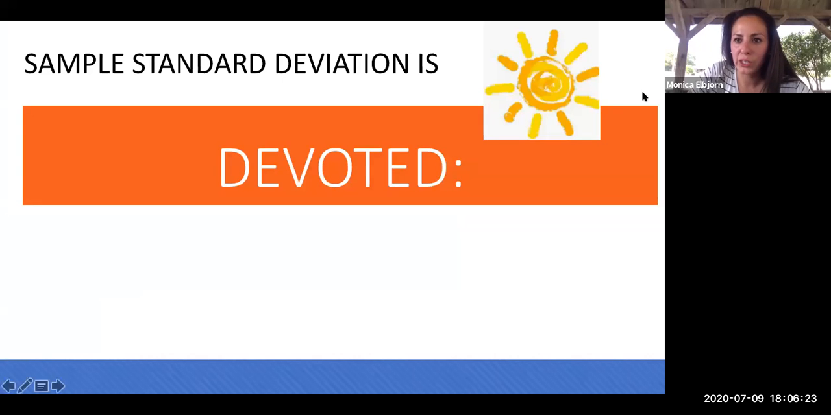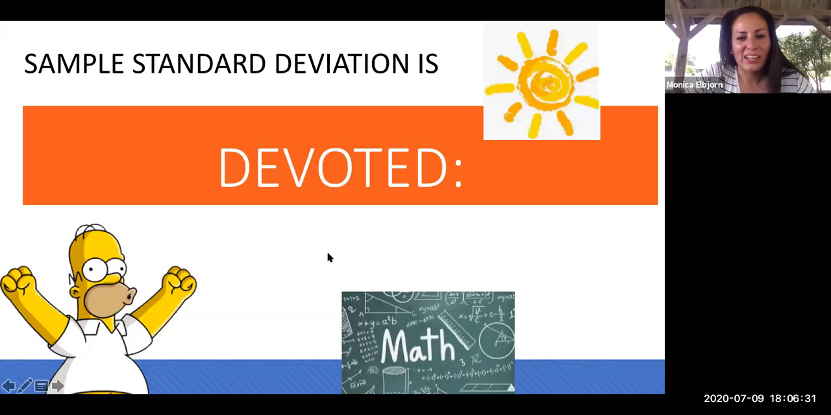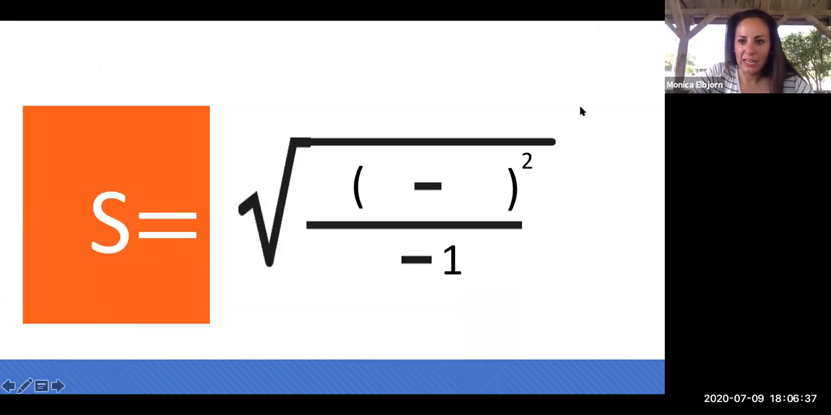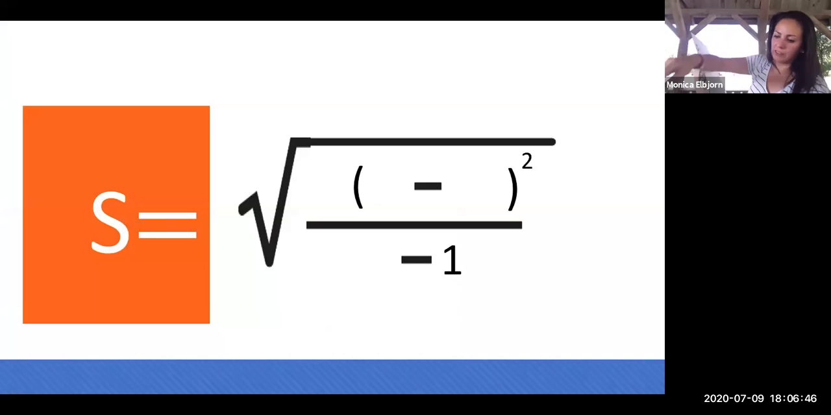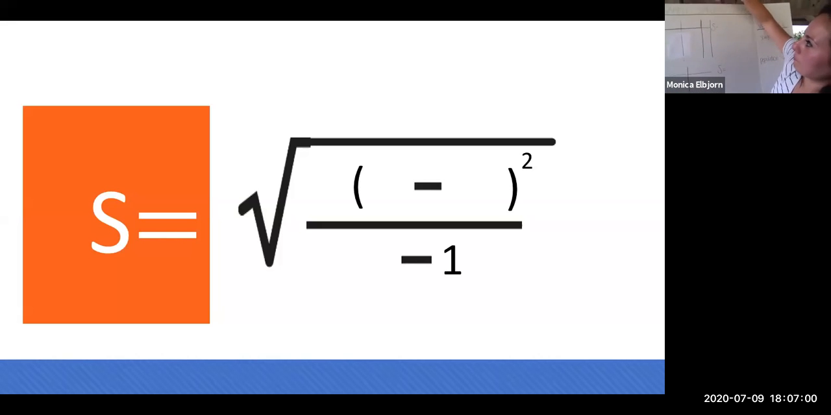So here is the formula that you have been waiting for. You woke up this morning and said, oh, I hope Miss Elbjorn gives us the formula for standard deviation. It's going to have a little bit more complicated math than what we have seen, but I think you'll get it. So we said, sample standard deviation.